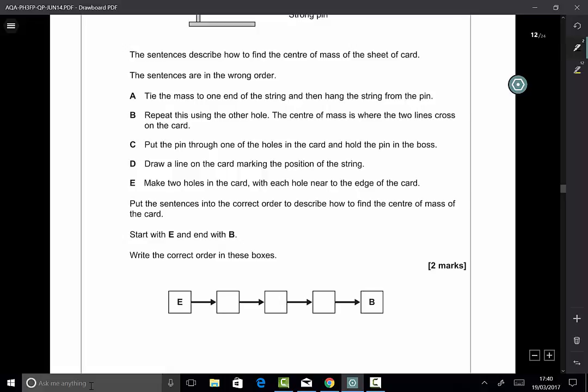Or C, put the pin through one of the holes in the card and hold the pin in the boss. So C goes next. Then we want to talk about doing something with the pin. We've just put a pin in, tie the mass to one end of the string and then hang the string from the pin. Looks sensible. And then that would leave D, draw a line on the card marking the position of the string. That works. And then repeat with another hole.